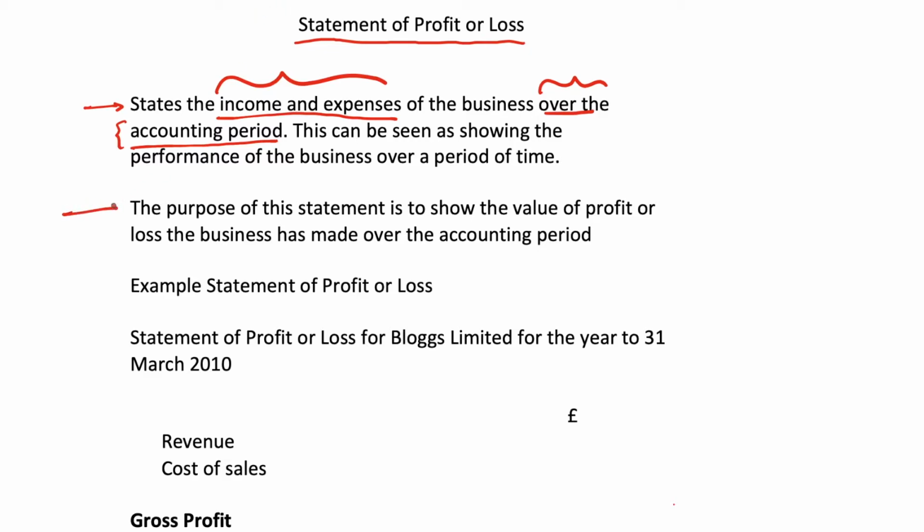So the purpose of the statement of profit or loss is to show the value of profit or loss the business has made over the accounting period. So obviously quite straightforward, as the name of this statement very much reflects what it shows us. We know that this is a very important piece of information for a business, how much profit or whether it's made a loss in a period. So this is the purpose of the statement. We record all the income and expenses, and at the end of the statement we will be able to use the income and expenses to decide whether the business has made a profit in this accounting period.